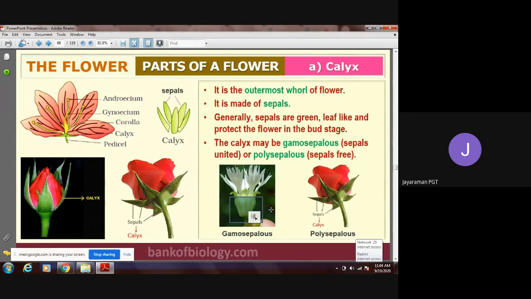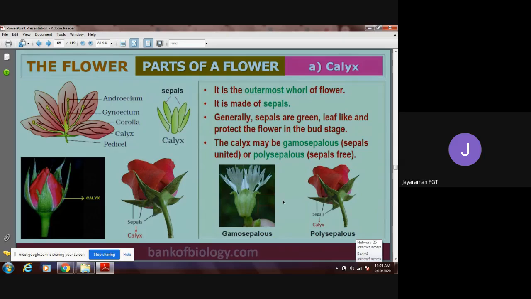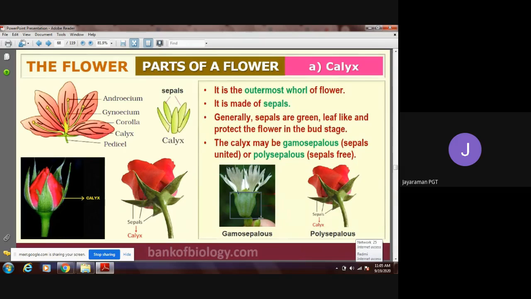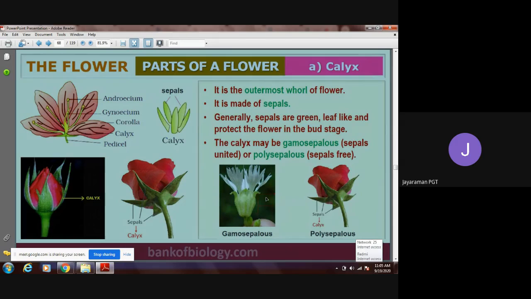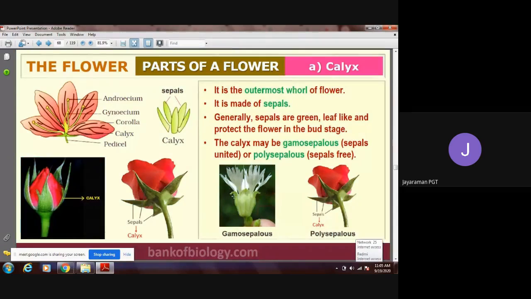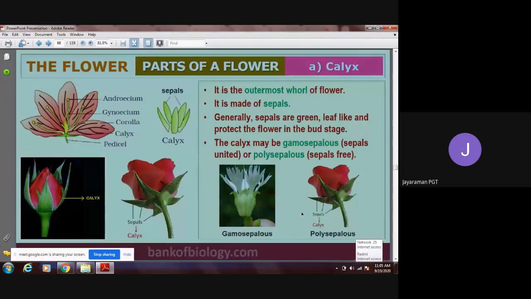In Datura, you can see in the flower that the calyx is like a funnel shape, in green color. The funnel shape is there, but at the tip you can count the number of sepals; only the tip is free. The tip is free but you see the maximum 90% is fused, so it comes under gamosepalous. Even 10% fused also is gamosepalous. So this way: gamosepalous, and polysepalous is free sepals, while gamosepalous is fused or united sepals.